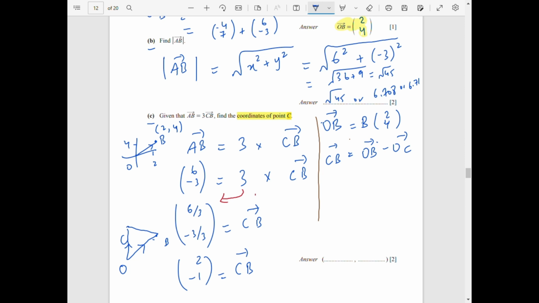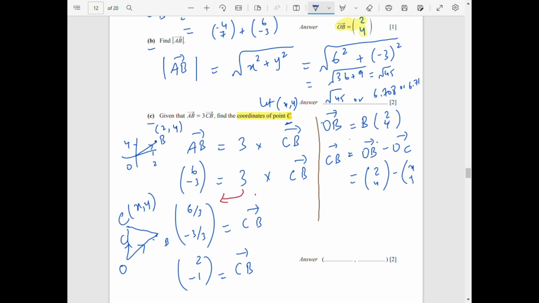So I can go easily to this, find this, and in order to find CB, I have my OB as positive and my OC as negative. My OB, not in the question but in the answer to part A, was 2, 4, and my OC can be easily represented by x comma y, since I don't know my C coordinates, and that is what I'm looking for. So I can assume it to be x comma y, right?